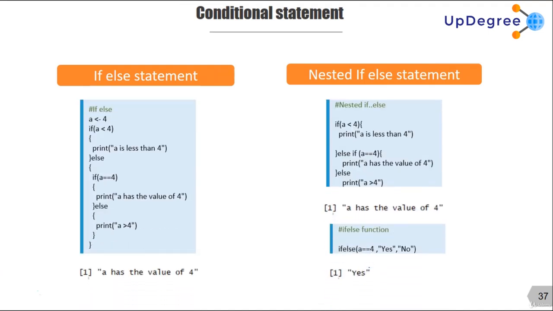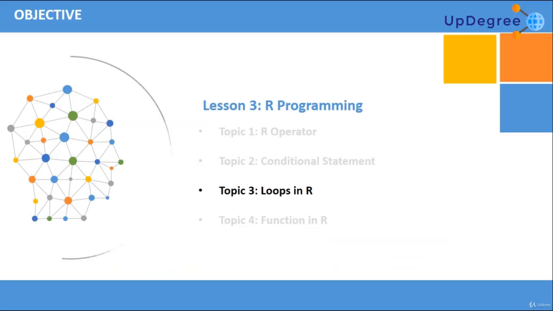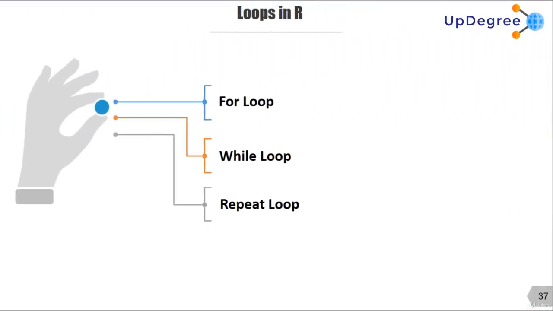So we saw this thing. Now talking about loops. There are different kinds of loops. We have the for loop, the while loop, and the repeat loop. Most of the loops work in a different way, but the result would be the same.